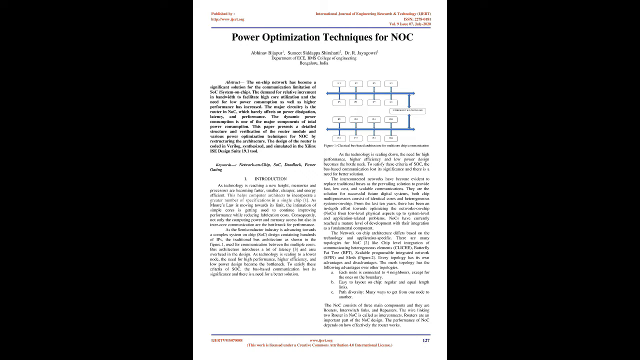Both chip multiprocessors consisting of identical cores and heterogeneous systems on chip are covered. For the last 10 years, there has been an in-depth effort towards optimizing the networks on chip, NOCs, from low-level physical aspects up to system-level and application-related problems. NOCs have currently reached a mature level of development with their integration as a fundamental component. The network on chip architecture differs based on the technology and application.